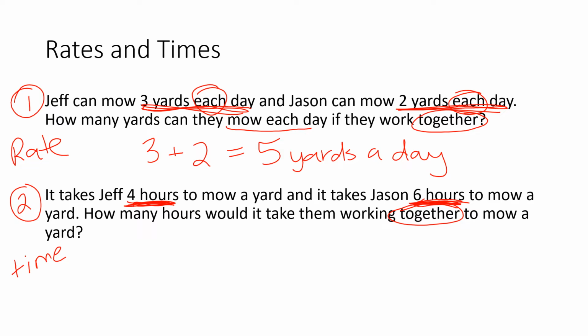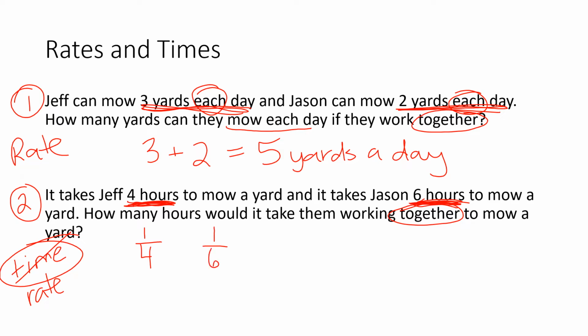So what we want to do is change this problem. Instead of thinking in time, we want to think as a rate. So think of it this way. Jeff takes 4 hours to mow a yard. That would be 1/4 of a yard per hour: 1 yard, 4 hours, 1/4 of a yard per hour. And it takes Jason 6 hours to mow a yard. So that would be 1 yard every 6 hours, 1/6 of a yard per hour.